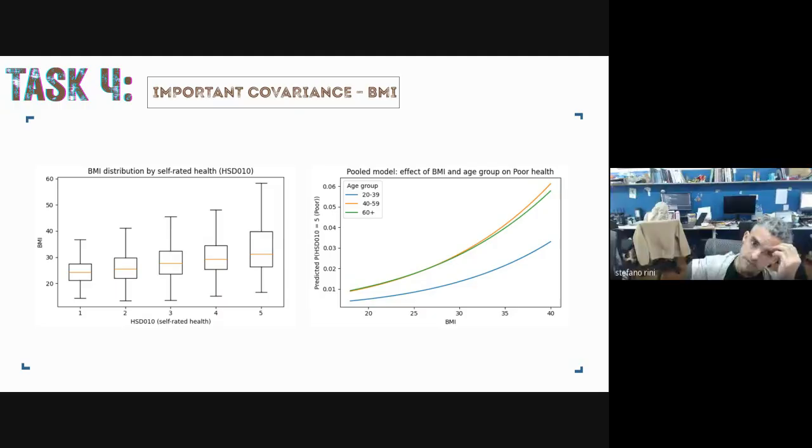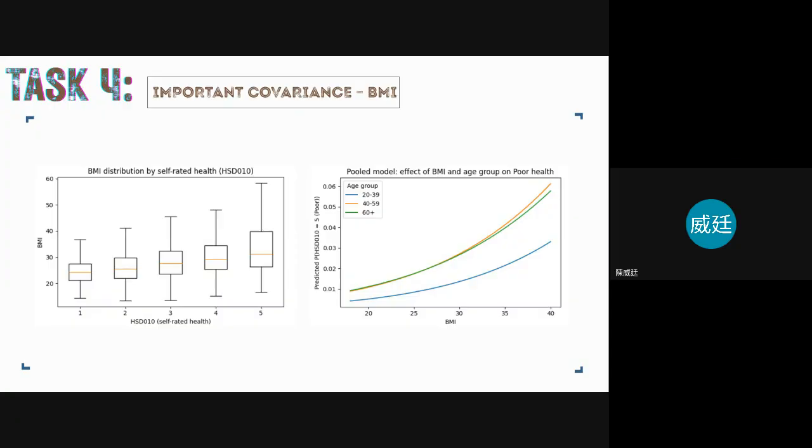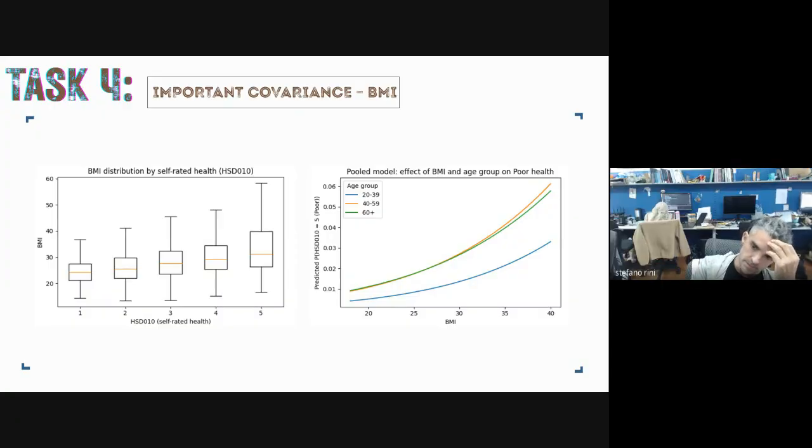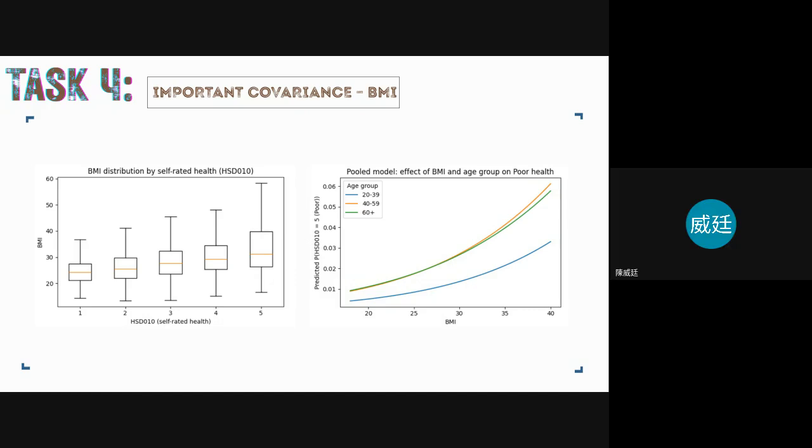But here, the 50s and the 60s, they are switched, right? You would expect that it keeps increasing with age, right? Maybe. Yeah, maybe.